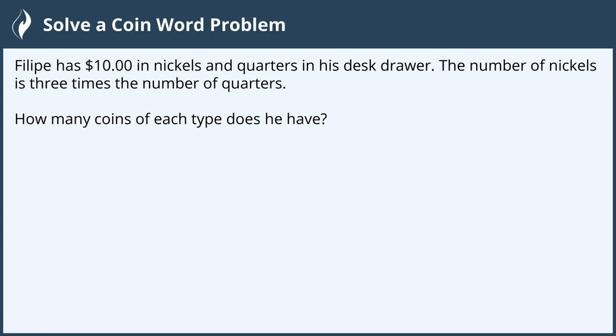Felipe has $10 in nickels and quarters in his desk drawer. The number of nickels is 3 times the number of quarters. How many coins of each type does he have?